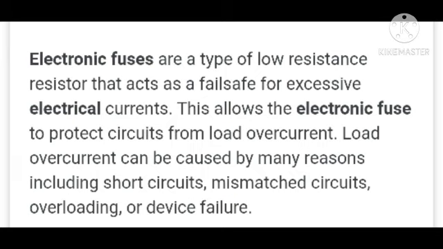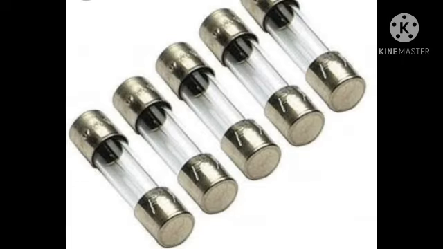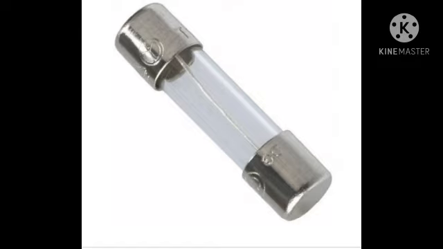Overcurrent can be caused by many reasons including short circuit, mismatched circuit, overloading or device failure. An electric fuse helps to prevent a large amount of current from flowing into any appliance or device as it cuts off the supply of electric current, thus preventing further damage. The principle of the electric fuse is based on the heating effect of current. The amount of heat caused depends on the amount of current flowing through the wires. The greater the current, the more the heating caused.